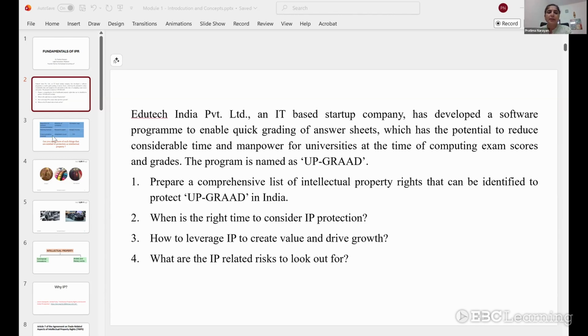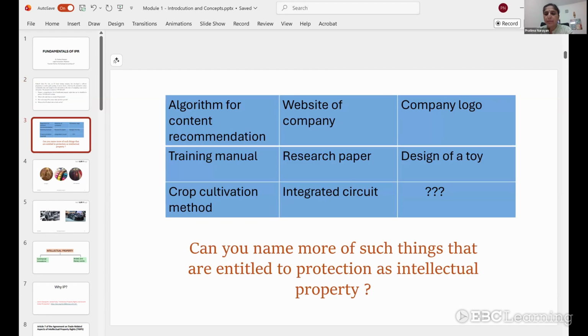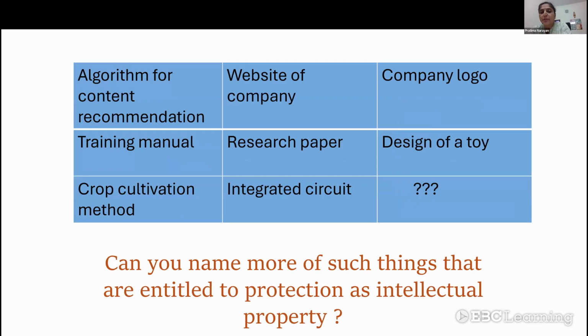I'm just going to the next one. It's a small activity for you all. Okay, just take a look at this. Now, I have listed some forms of intellectual property, like, for example, an algorithm for content recommendation, like what Netflix has, right? Or YouTube has for us. Website of a company, company logo, training manual, research paper, design of a toy, crop cultivation method, integrated circuit, and the next thing being, can you name more such things that are entitled to protection as intellectual property rights? Maybe a few more that we can add to this list.